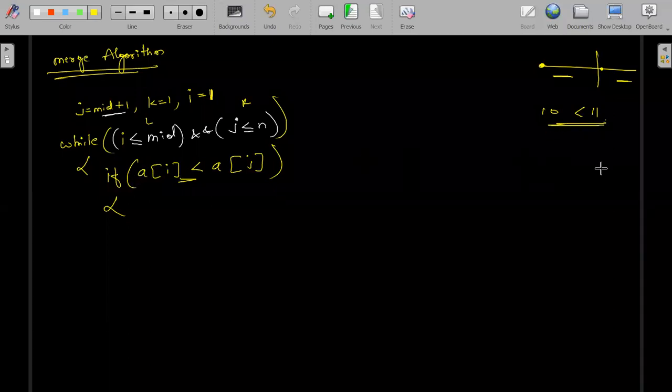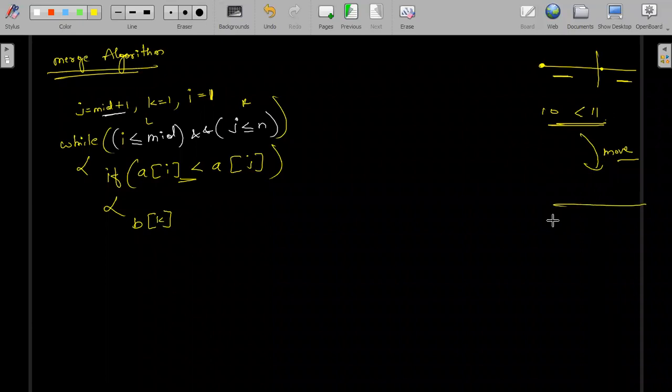You have to move the element to the B array, right? Then what will you do? I have to move the element. That is the reason I will say very clearly, B of K, where K is nothing but the index. Now you got it, there is one more array whose index starts from K. K is equal to 1, 2, 3, 4 like that. So B of K is equal to whatever the element is there, A of I. Put that element into that particular array. That is the reason I am writing A of I.